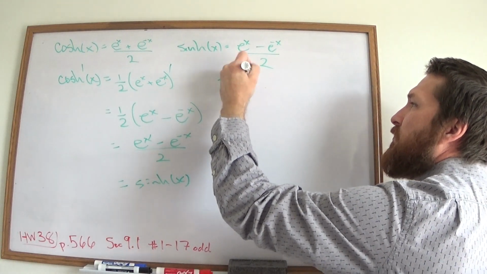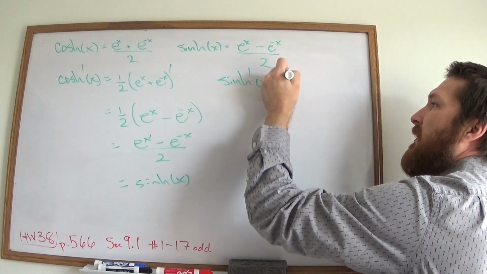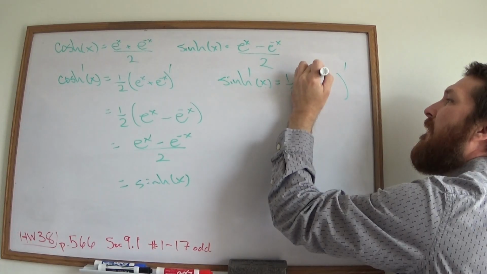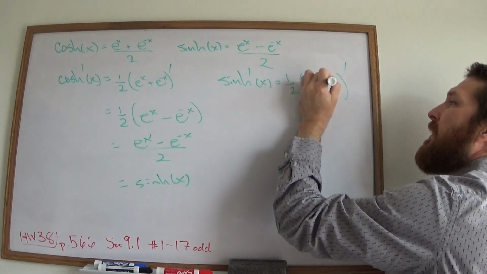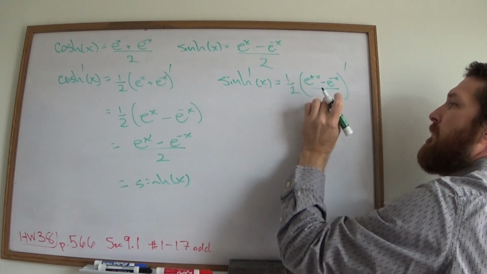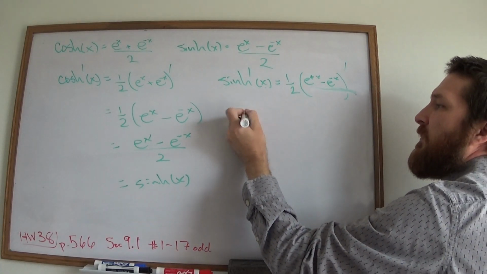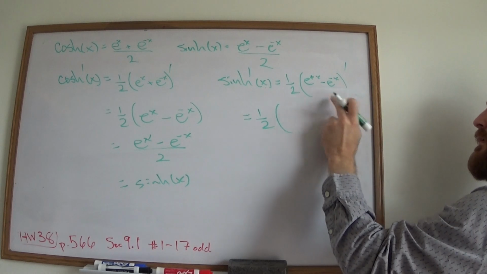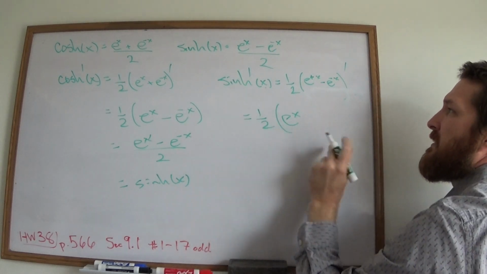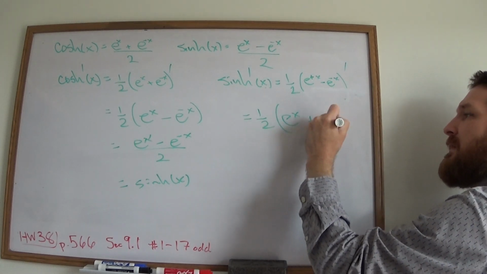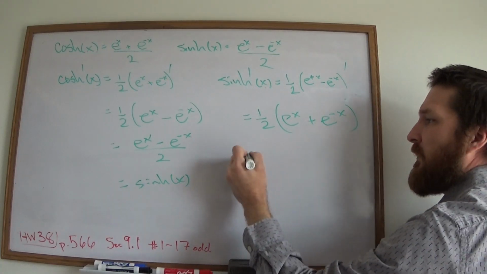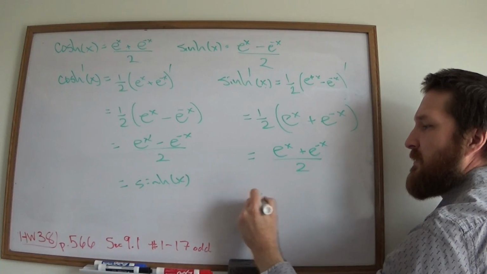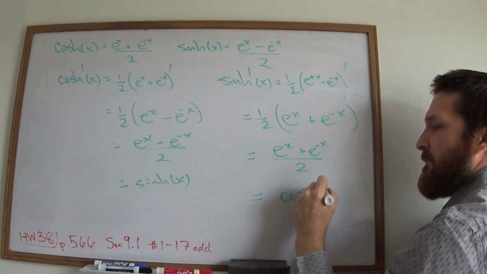Let's take the derivative of sinh. Again, that's 1/2 times, what's the derivative of the first thing? e to the x. Plus e to the negative x, which is e to the x plus e to the negative x all over 2, which is just cosh.